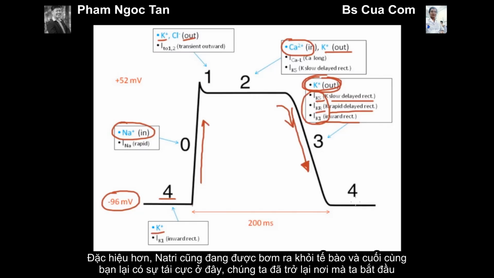But more specifically, the sodium itself is being pumped out, and you have a repolarization, and then finally here you're back down to where you were.